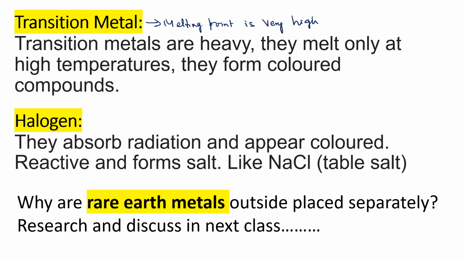Then comes halogen. The property of halogens is that they can absorb radiation. That's a very special property of them. Absorb radiation. I'm just going to highlight this word because this is the keyword here. They also appear colored, and they are reactive and they form salt when they react.